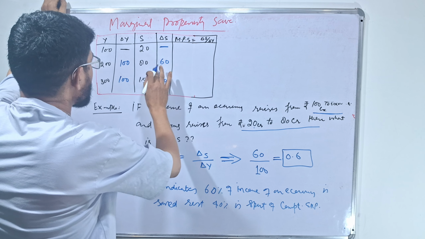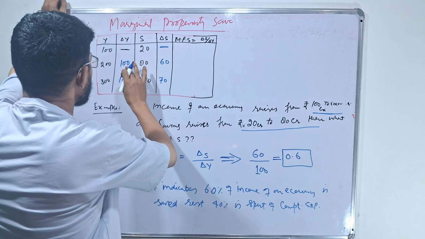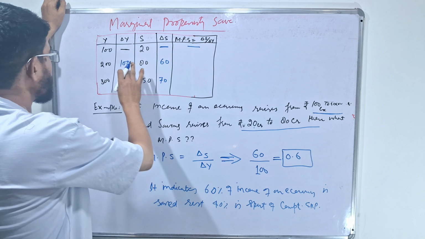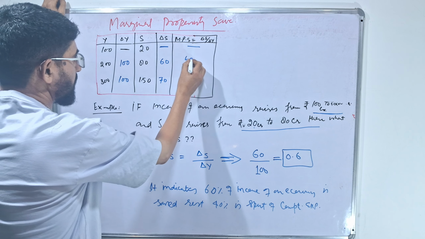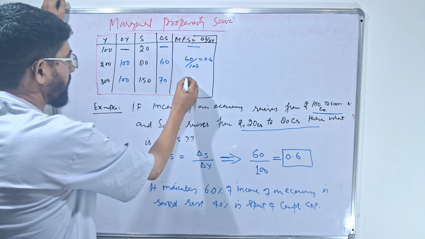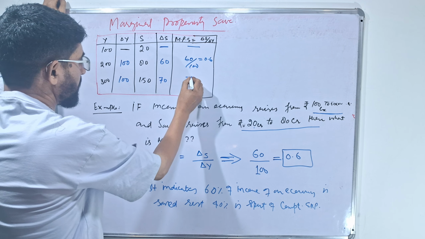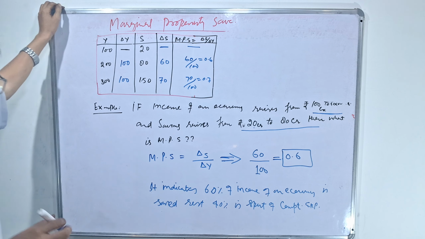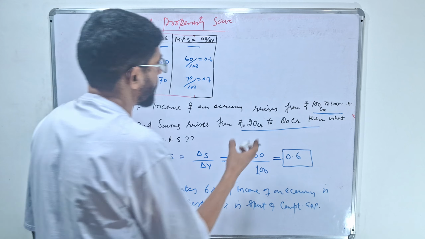Change in saving here is 60, divided by change in income, 100. 60 divided by 100 will be 0.6. Here it is 70 divided by 100, this will be 0.7. Now, as per this, I will draw the diagram.